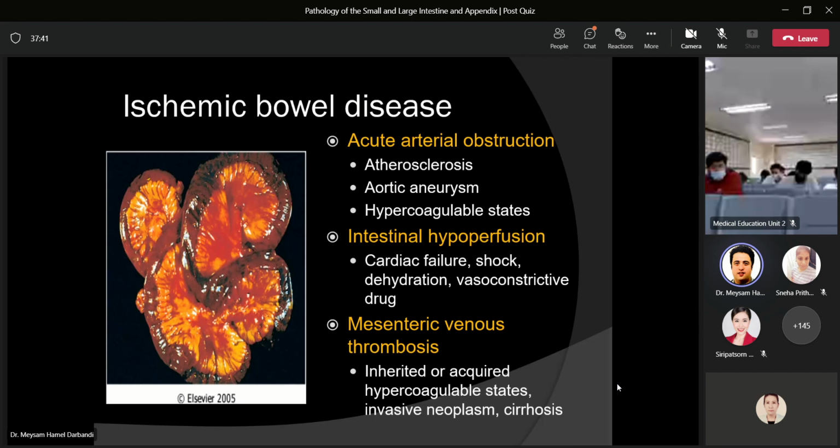And also cirrhosis, right? Cirrhosis also can cause problems. Why can liver cirrhosis cause mesenteric venous thrombosis? Because when there is cirrhosis, there will be blockage, right? So there will be backflow from the portal vein, so there will be venous thrombosis.